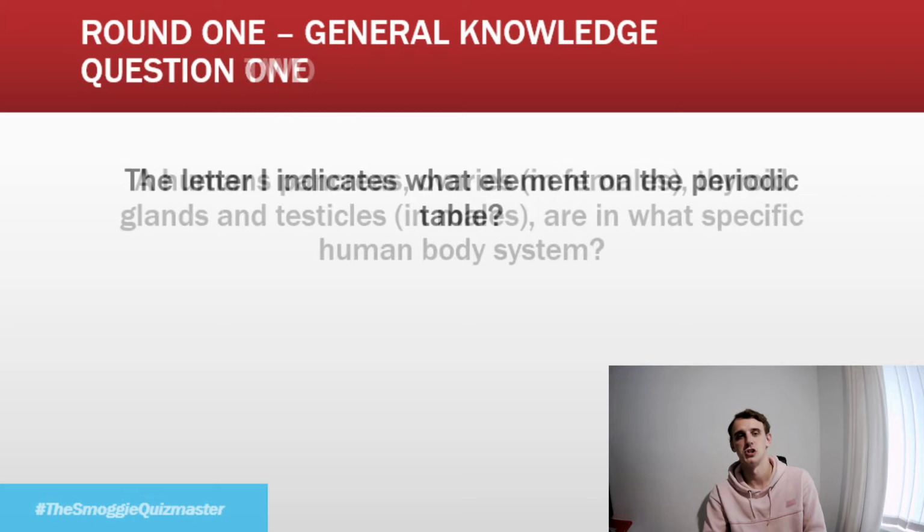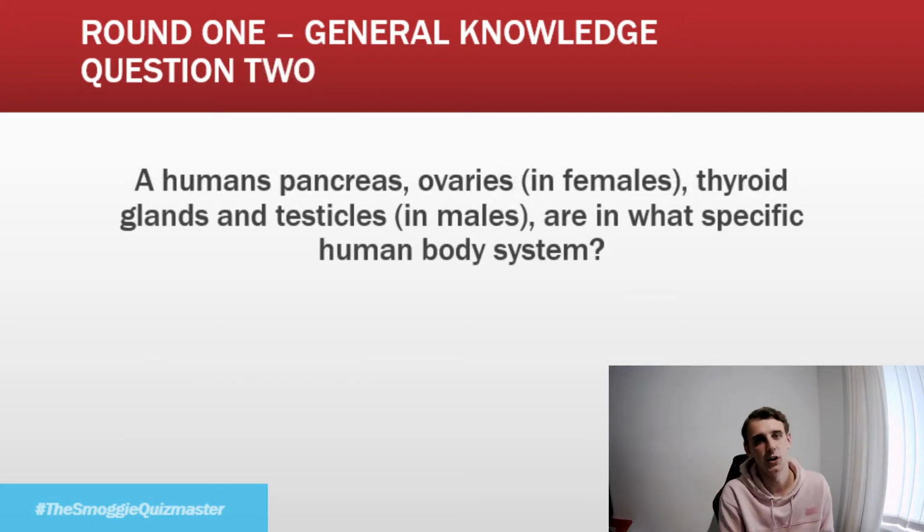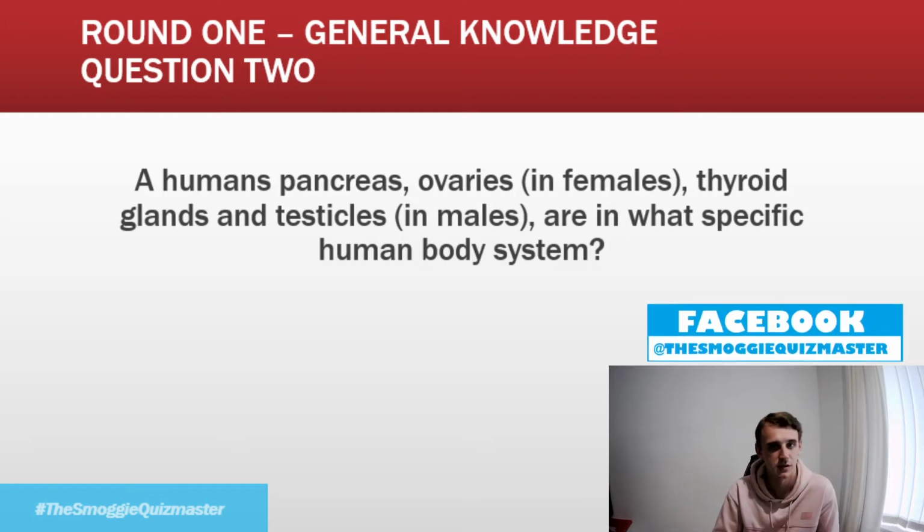Go straight into question two. A human's pancreas, ovaries in females, thyroid glands and testicles in males are in what specific human body system? Some questions will be harder than others, that's why it's an expert quiz.